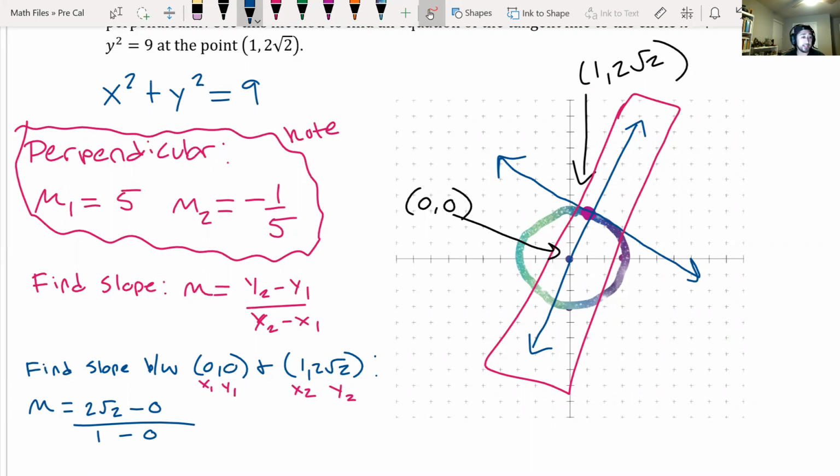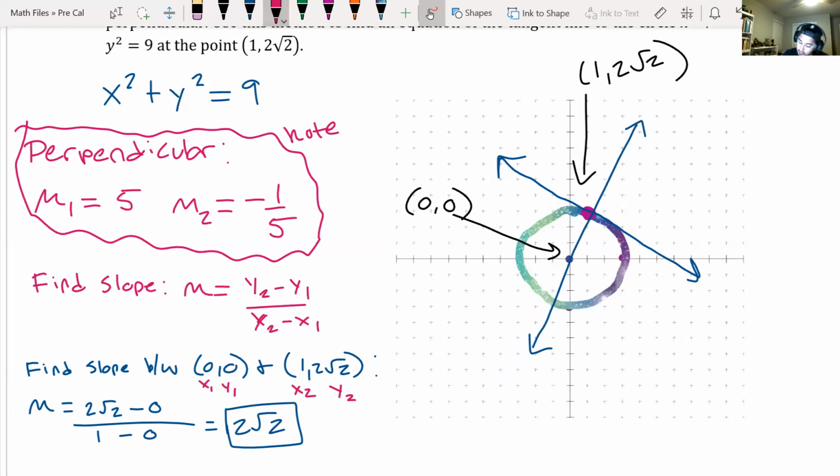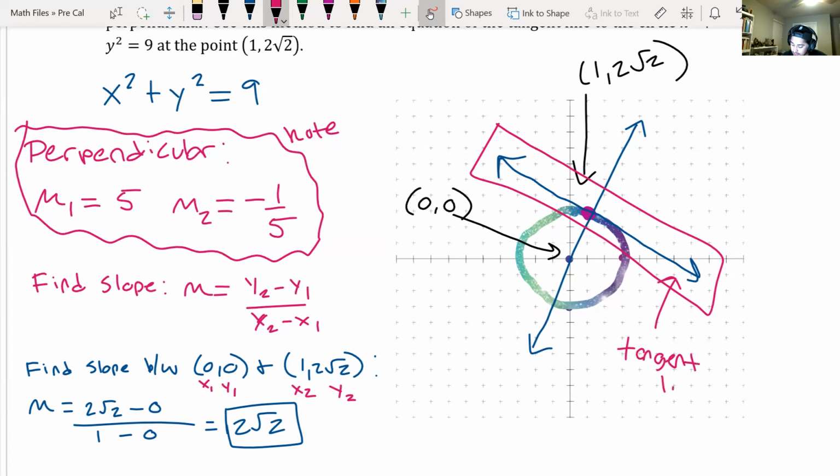So what is the slope of this line? 2 square root of 2. Perfect. But now we don't care about this line anymore. Negative reciprocal. Good. Now we care about this line. And our job is to find the equation of this line. This line is called the tangent line. But we also have the point of it still, and now we have the slope.